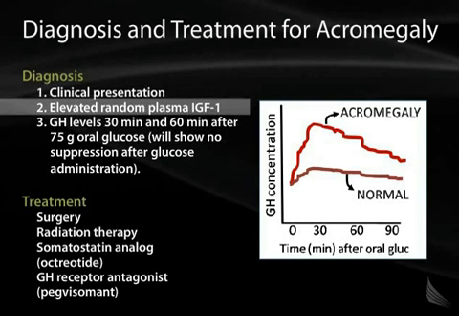Instead, what's very useful is to measure random plasma IGF-1 levels. So plasma IGF-1, if you recall again, is one of the hormones that's secreted in response to growth hormone release. So it's a hormone that's pretty stable, doesn't have any diurnal variation, and so if IGF-1 is measured during the morning or in the evening, it stays the same, and it's usually elevated quite significantly in people with acromegaly.